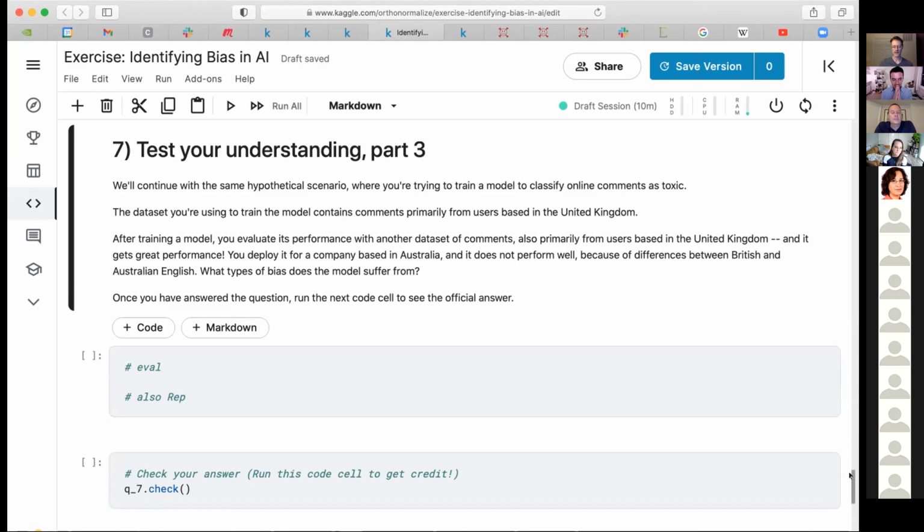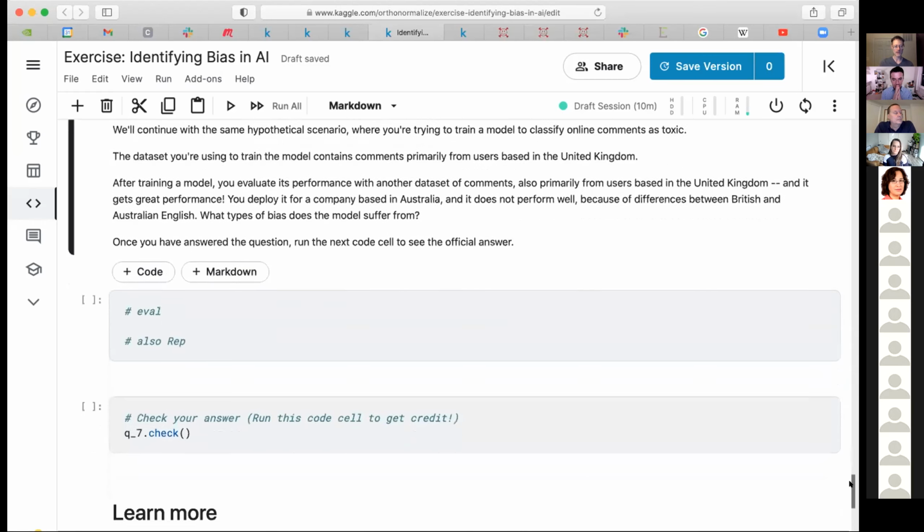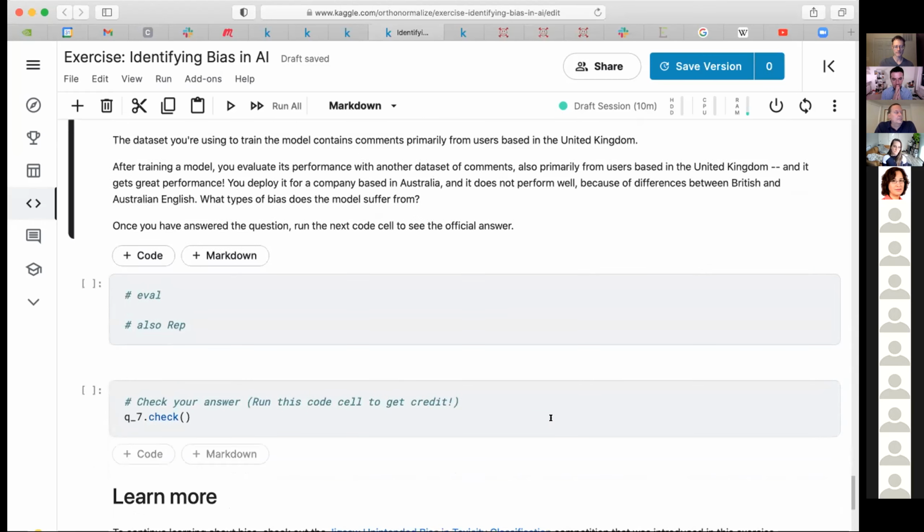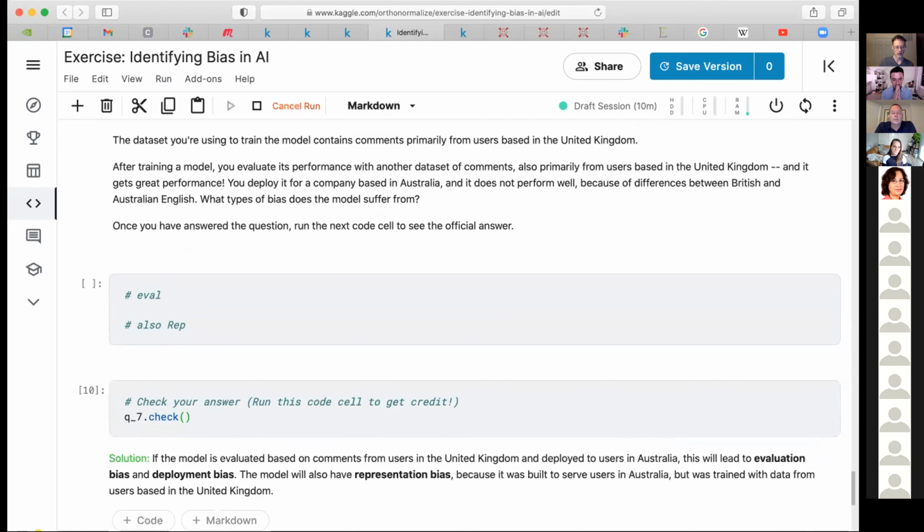And the answer here is evaluation bias, for sure, and deployment bias, and you also have some representation bias if you're building it to serve users in Australia but you're training it with somebody else. Interesting.